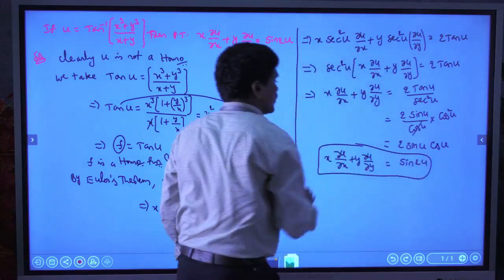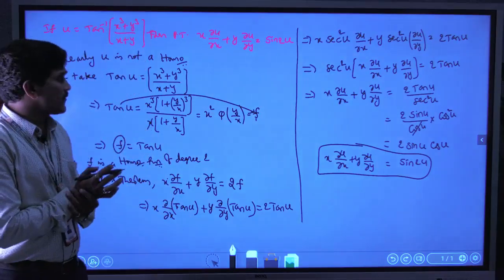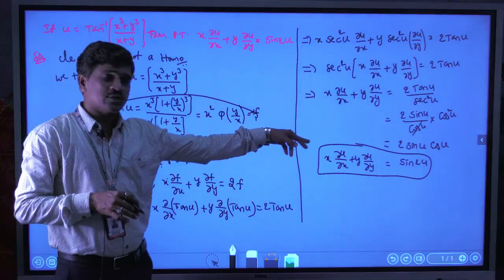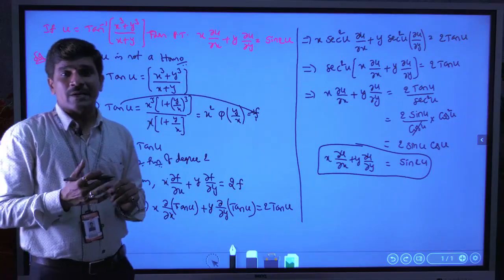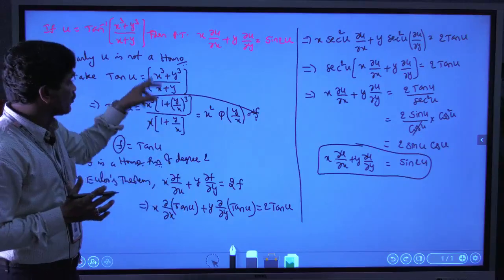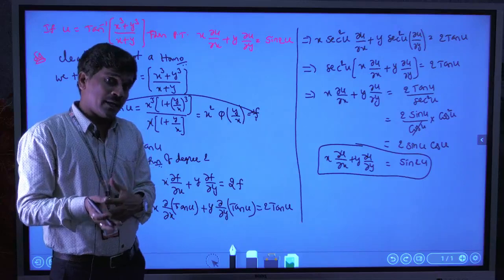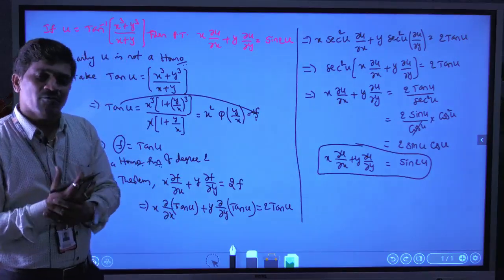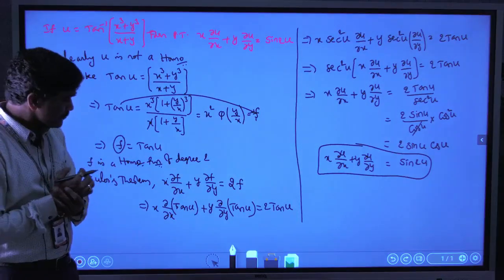Suppose the given problem is just to find the value of x dou u by dou x plus y dou u by dou y. If it is a homogeneous function of degree n, then directly write n u in place of it, where n is the degree here, right? But to verify Euler's theorem, we have to prove x dou u by dou x plus y dou u by dou y again, and compare with the value from the homogeneous degree. If the two are equal, then the theorem is verified. So these are the problems in Euler's theorem.